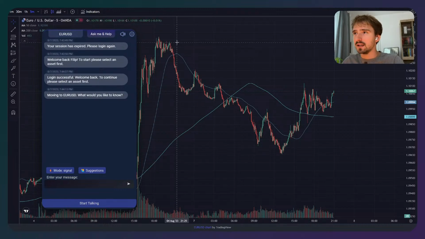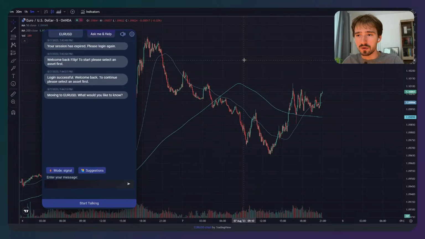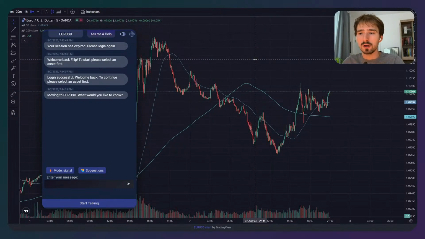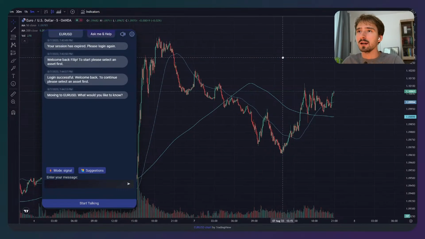And the thing is that the AI now scans the markets for you and can actually tell you when is a good time to perform a trade, for example, or to look into the market, to never miss the opportunity. So how it works.